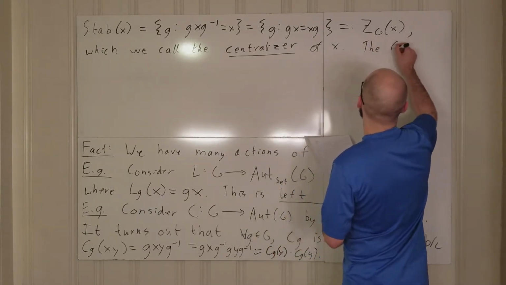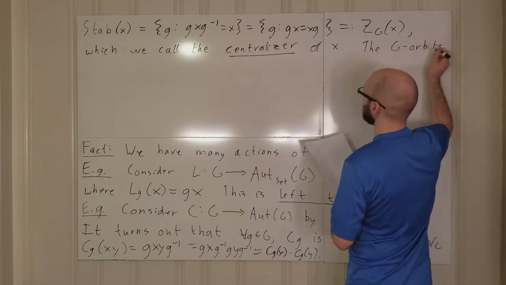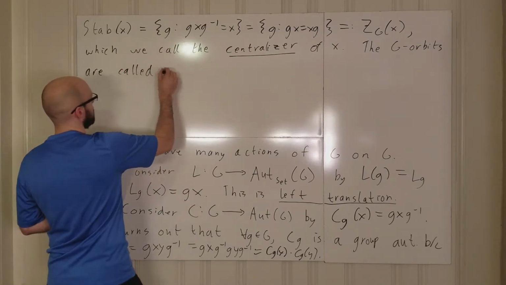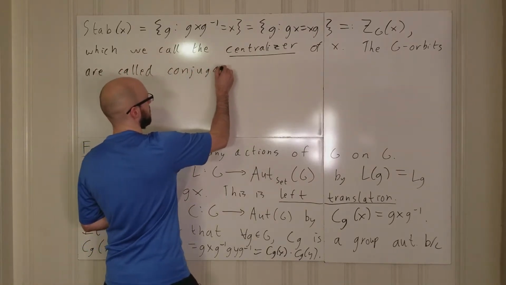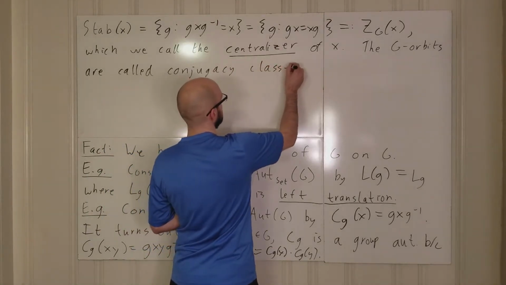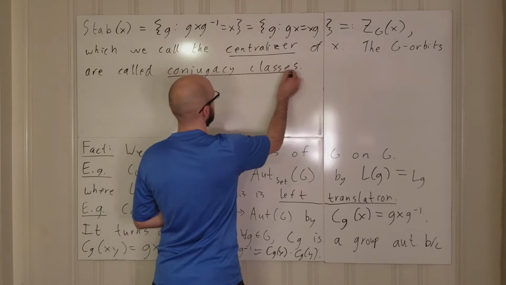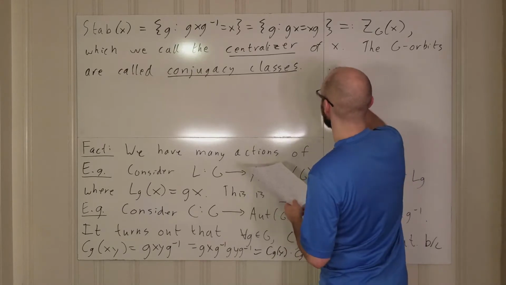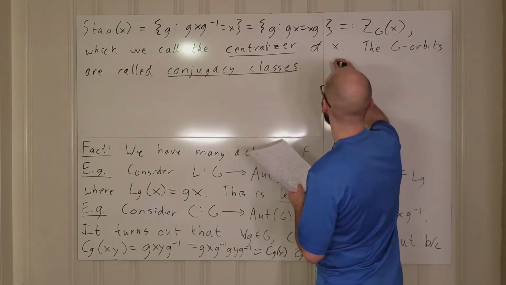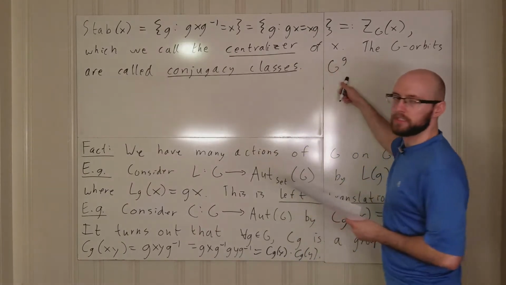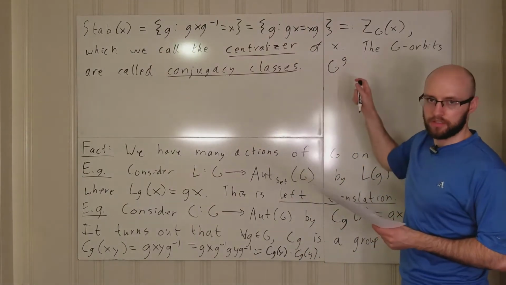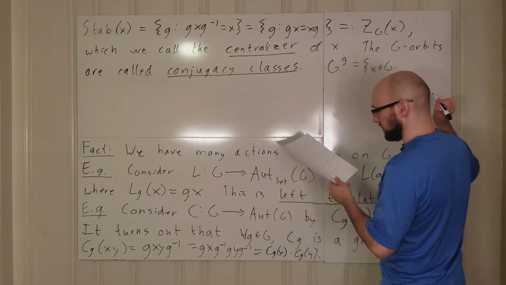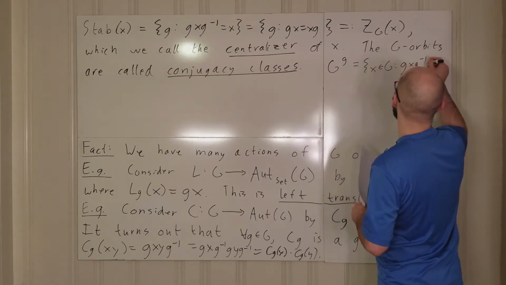The G orbits under this action are called conjugacy classes. All right. What about X to the g? Remember, this is a collection of fixed points of the element g. And so this is going to be the collection of all x in G such that gxg inverse equals x.